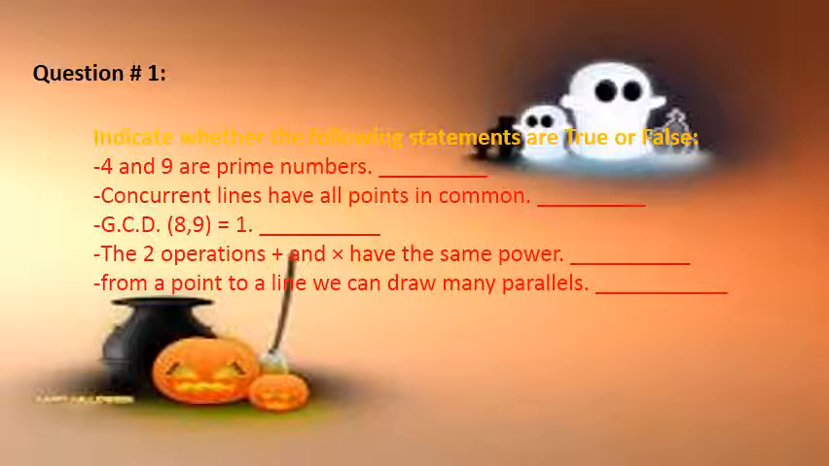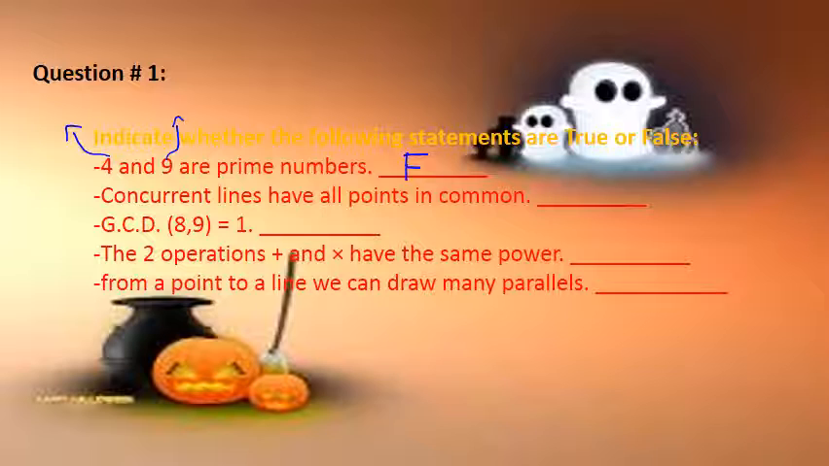Question number 1. Indicate whether the following statements are true or false. It's really very important that we read the given information well, think a little bit about it, and then decide whether the statement is true or false. 4 and 9 are prime numbers. This is for sure not true, it's false. Why? Because 4 and 9 are both composite numbers. 4 has divisors more than 1 and itself, and 9 has divisors more than 1 and itself. So they are composite and not prime.